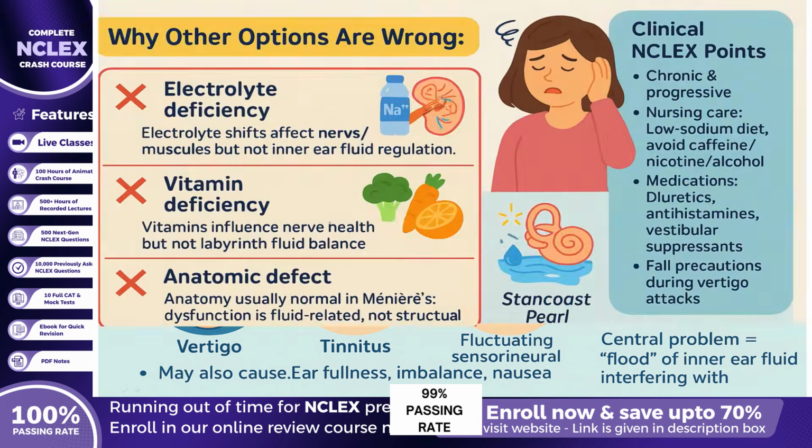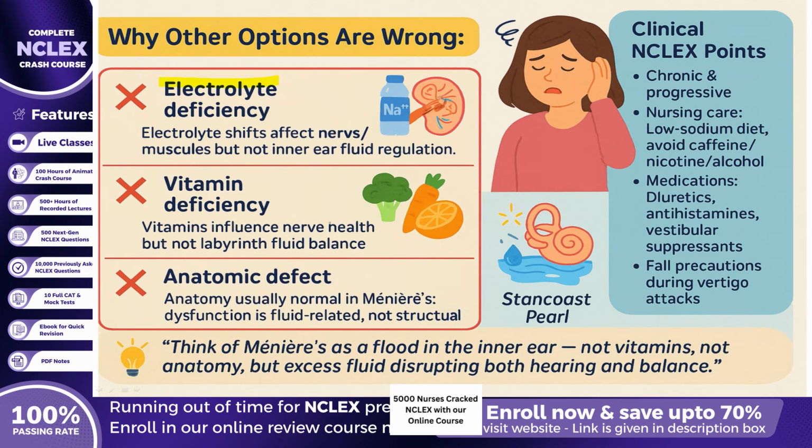Now, let us analyze the incorrect choices. Option A, which links the condition to electrolyte deficiency, is inaccurate because while electrolyte imbalances can affect muscle and neurologic function, there is no established connection between sodium, potassium, or other electrolyte disturbances and Meniere's disease.